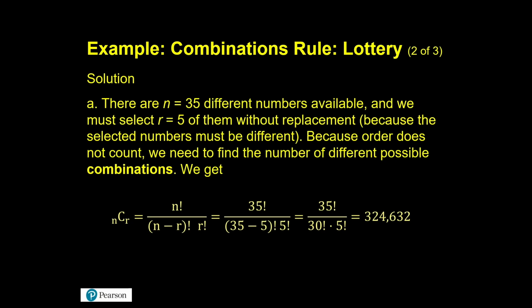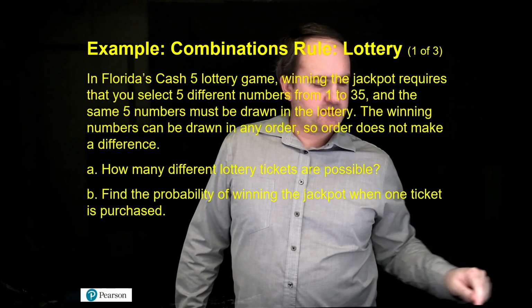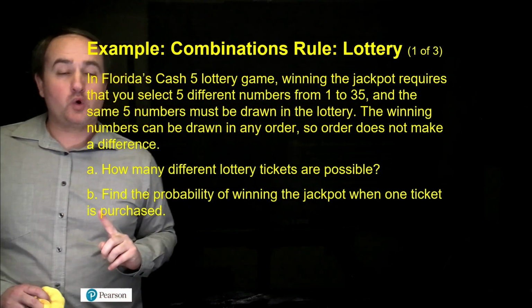Okay, so here we could see that on that particular Florida lottery that they're talking about, there were 324,632 possible combinations. So then let's go back to their other question. Their other question was: find the probability of winning the jackpot when one ticket is purchased.